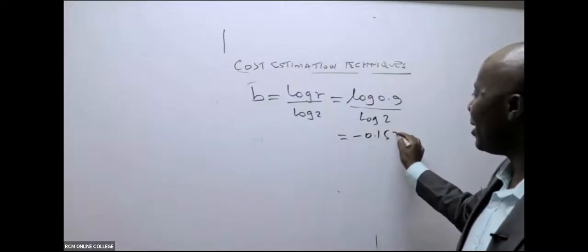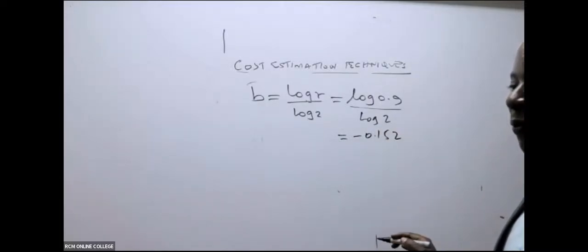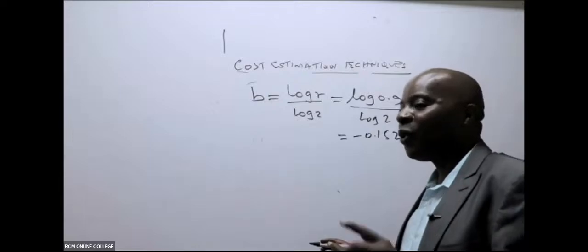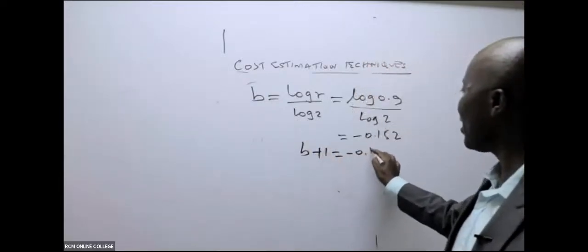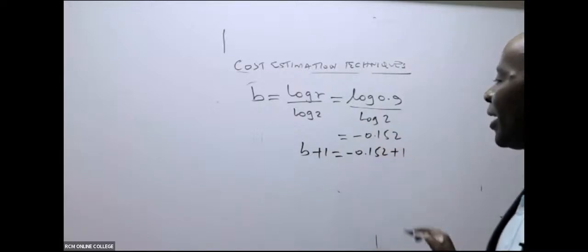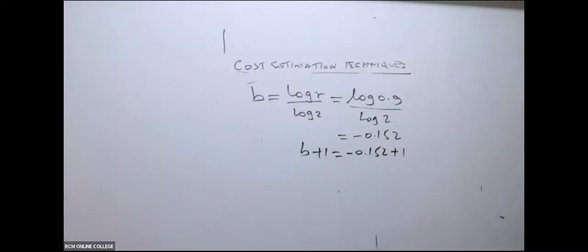So it is minus 0.152. Thank you so much. Then we want B plus 1. How do we get B? This is very easy. It will be minus 0.152 plus 1. Already shared, thank you very much. Great. So B plus 1.